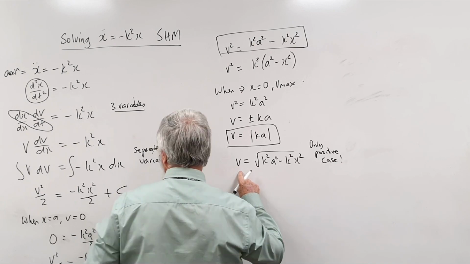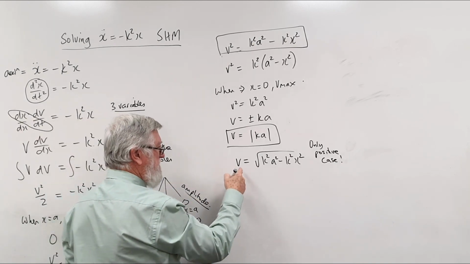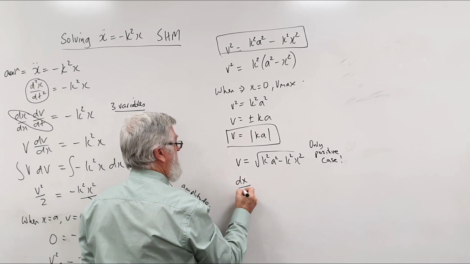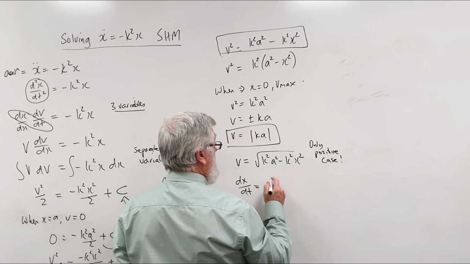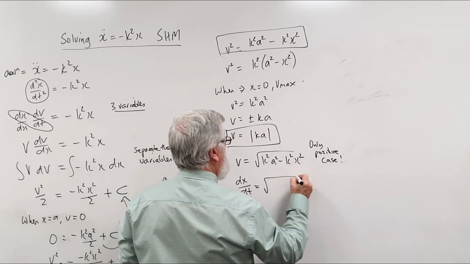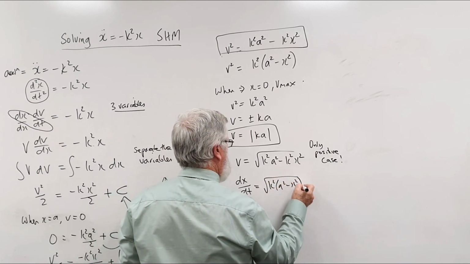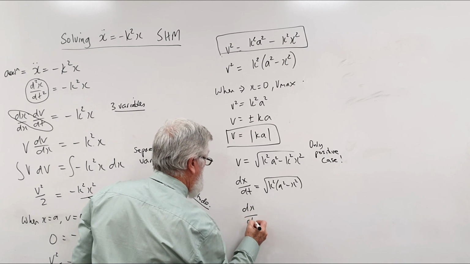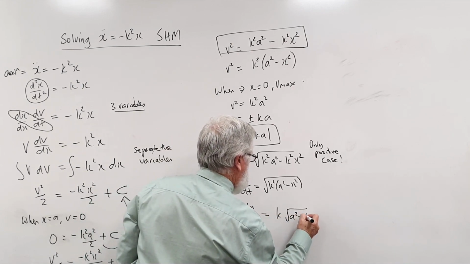What do we want to do now? Separate the variables again and anti-differentiate again. So what am I going to write instead of that? dx dt. All right, what have I got? What can I do with that? Take out the k. Yep. I go dx dt is k, square root, outside the root, of A squared take x squared.